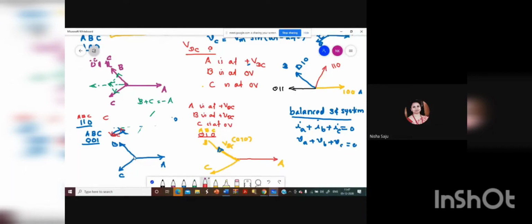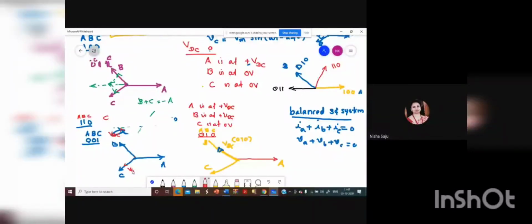Definitely here. But C will be having a plus VDC level. So the C will be having a plus VDC level, and that is your 0, 0, 1. Or here you can mark, this is your C phase, just the reverse of this one. So this will be representing your 0, 0, 1. Next, I have to move on to 1, 0, 1.